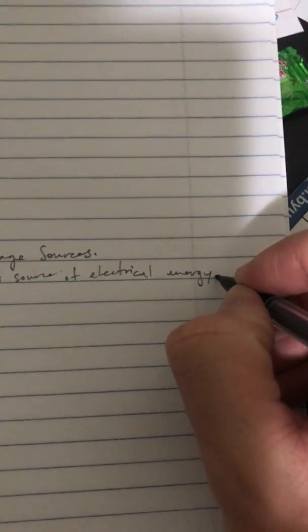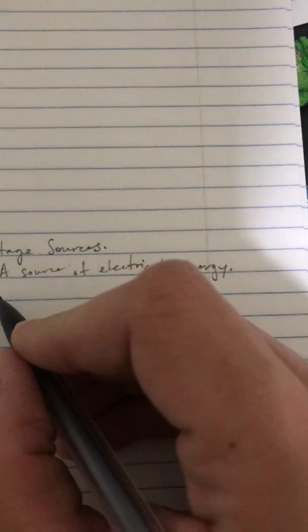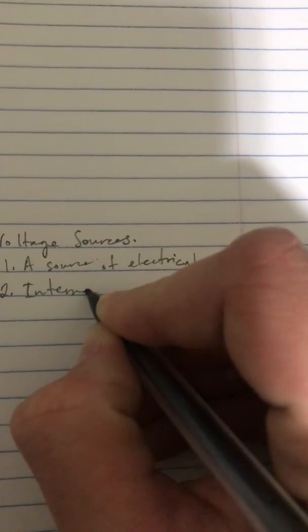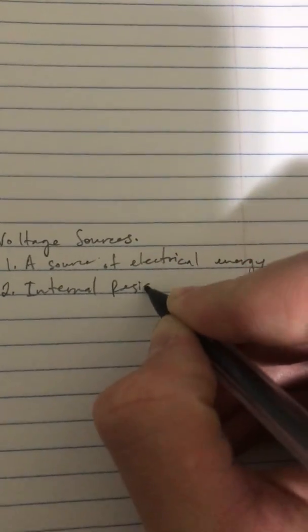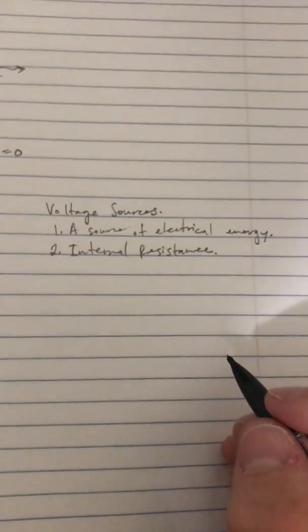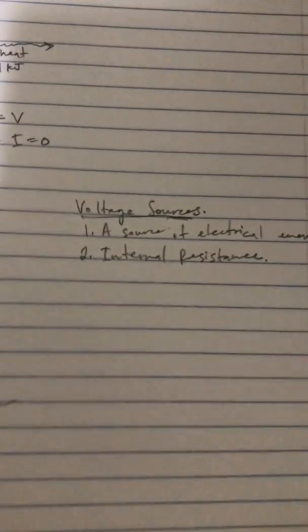So you've got to have a source of electrical energy, and then two is there's going to be an internal resistance. That's in all voltage sources except for special cases like superconductors that we won't get into.